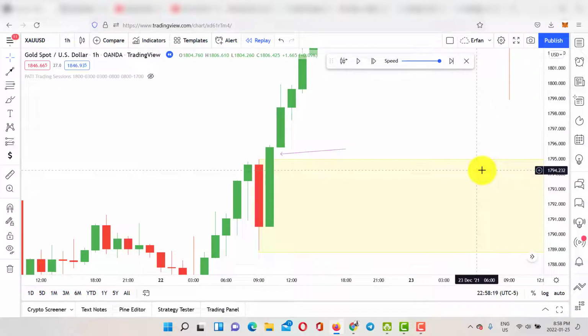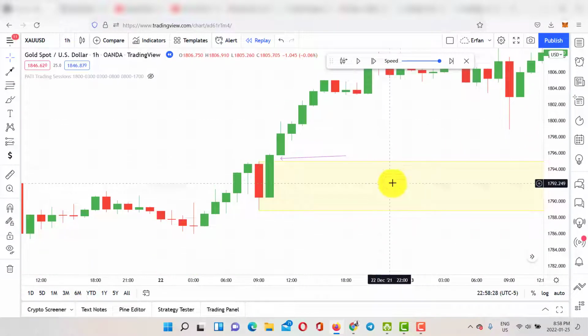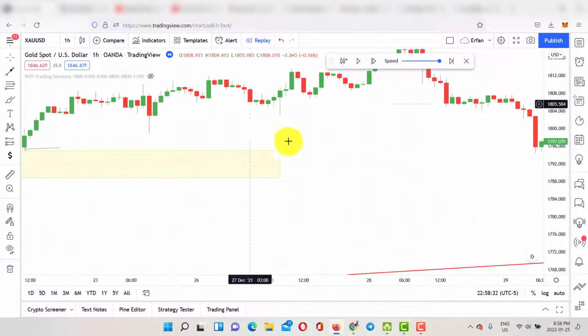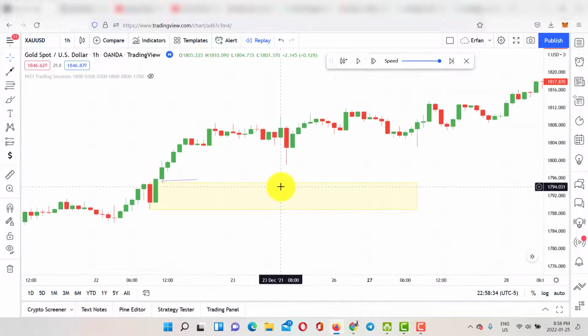Even if it's a little bit of a gap, it still counts as a high probability order block, because it's still a gap, right? And this gap makes this order block a high probability order block just because of this. And then you've got to wait for the price to come back to this level, and then you wait for the momentum, and then you take your trade.